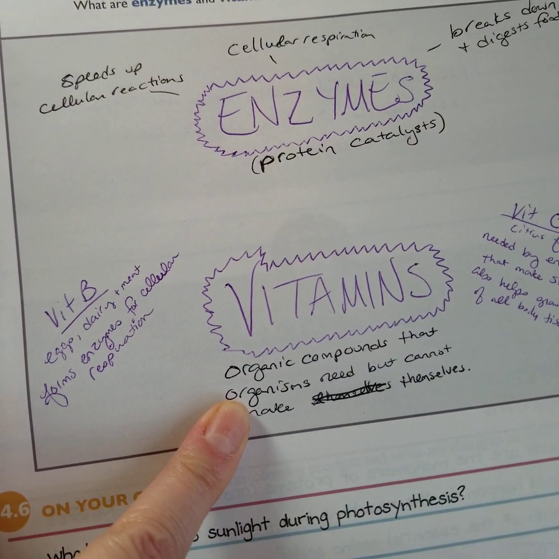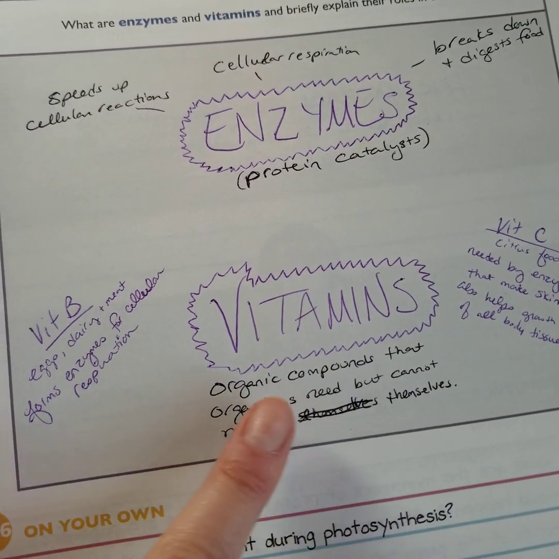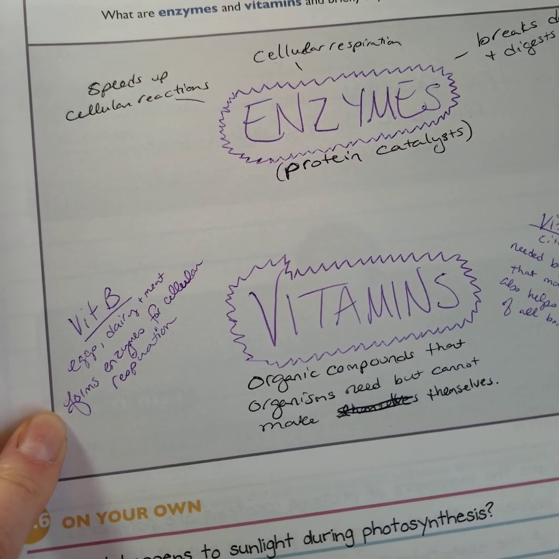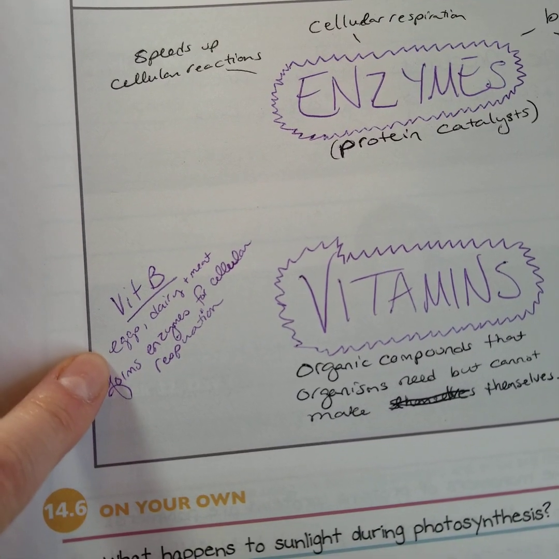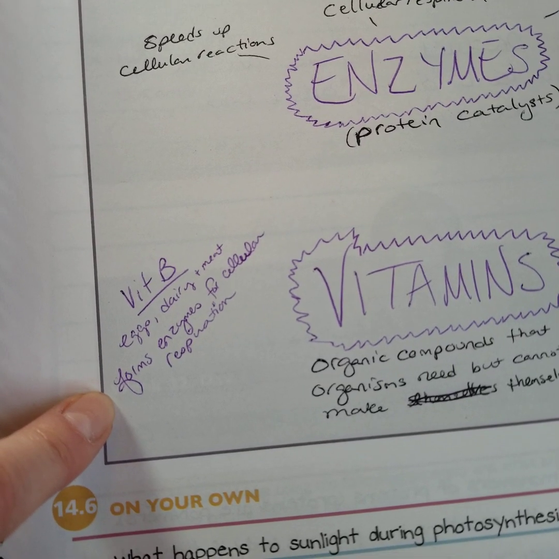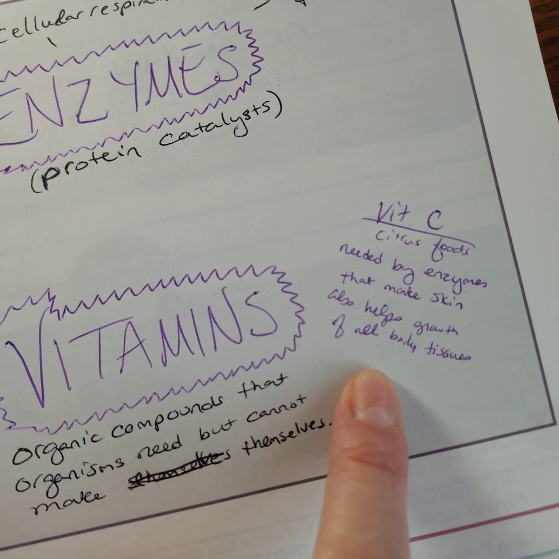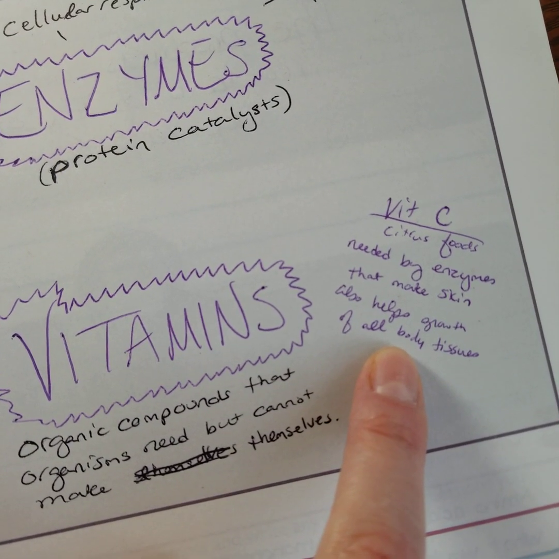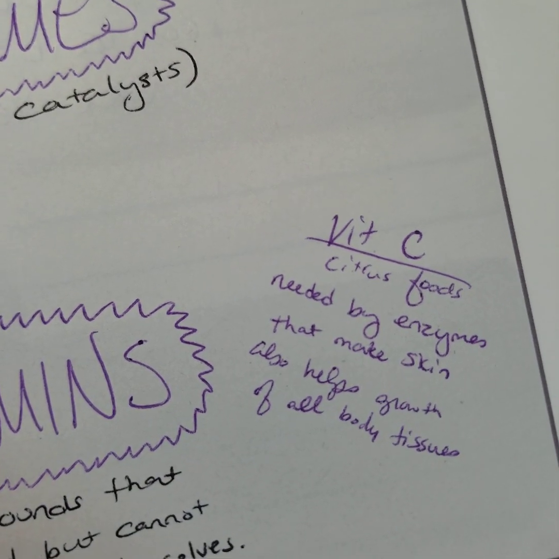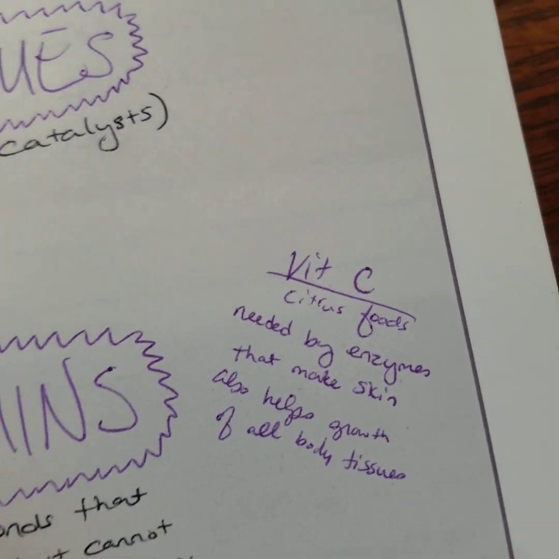Vitamins, however, are organic compounds that organisms need but cannot make themselves. So we've got to eat our vitamin B and our D and our A and our C. For vitamin B, for instance, we find it in eggs and dairy and meat. It forms enzymes for cellular respiration, which I told you all cells do and need to breathe. And vitamin C you can find in citrus foods. It is needed by enzymes that make skin and also help growth of all body tissues. So vitamin C is important.